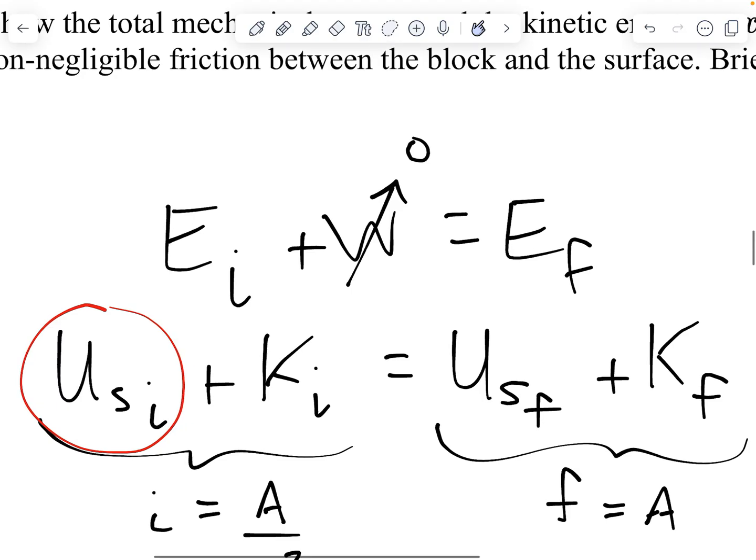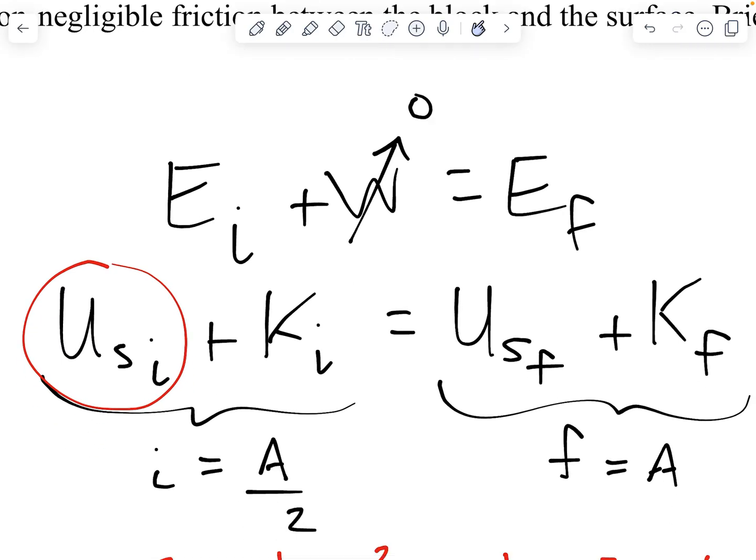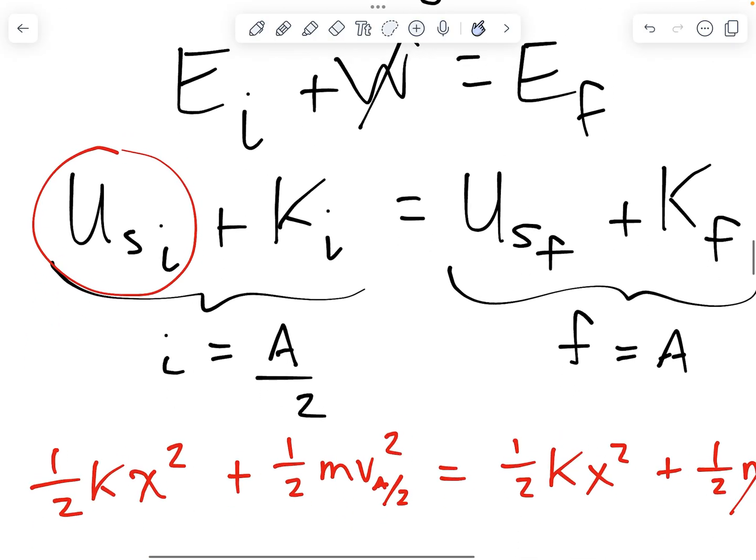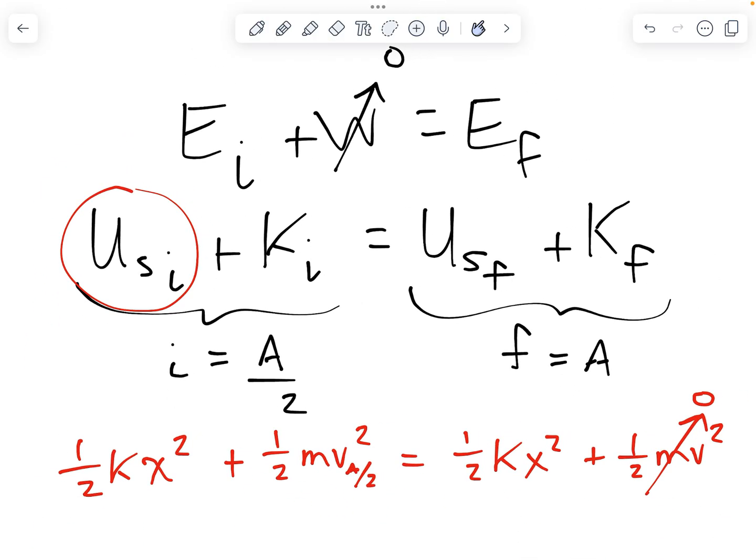Your initial position is a over 2, and your final position is a. So again, we're just choosing two positions, but we had to make sure one of them is a over 2. All right, so I rewrote the equation, replacing U with 1/2 kx squared and K with 1/2 mv squared. And I want to point out that basically, we can eliminate the kinetic energy at a because that is where the block reaches the farthest point on the right, and that's where the velocity is 0. So we went from 4 terms down to 3 terms.